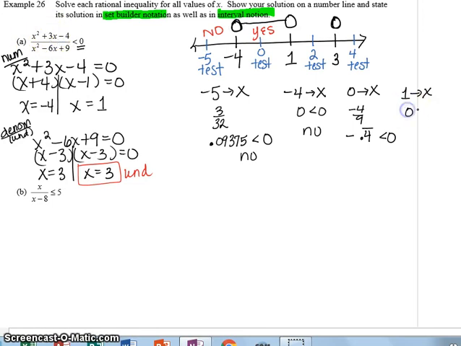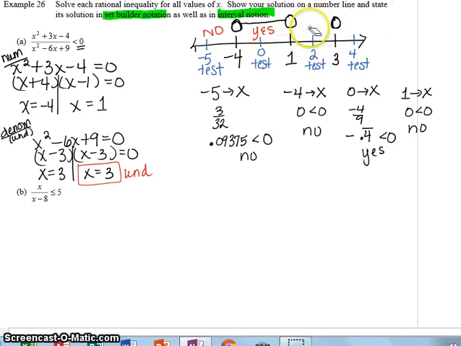So again, I get 0, and is it less than 0? The answer is no. Oops, this one was a yes. Sorry, I forgot to write that. So that means it's not included, so you do not shade that. So far, we have only the numbers in between -4 and 1, but not including it.